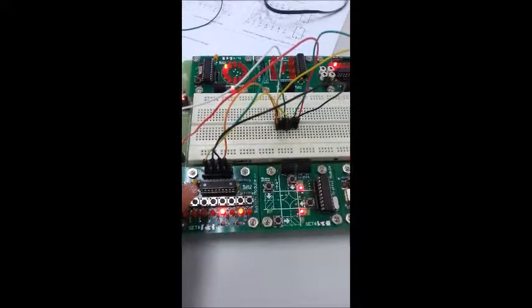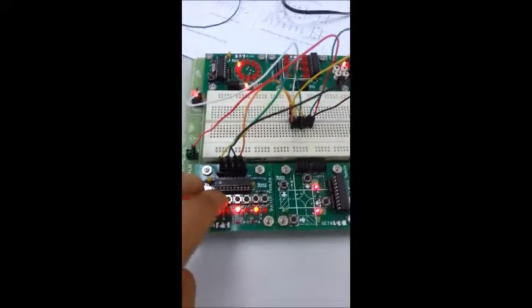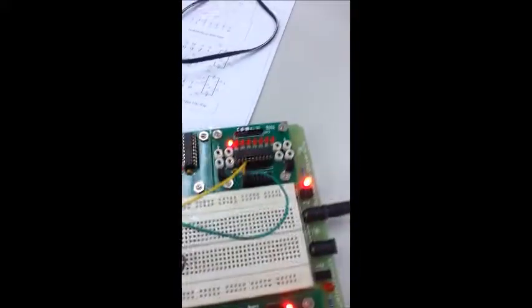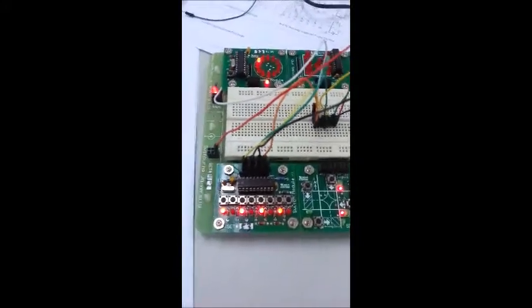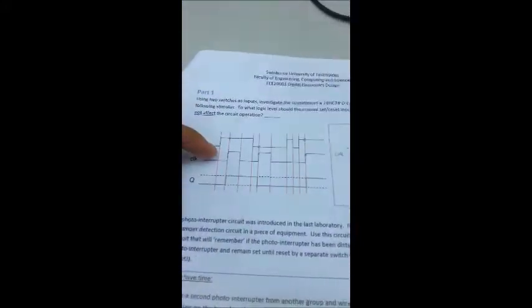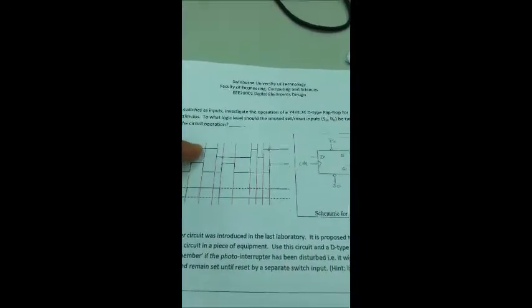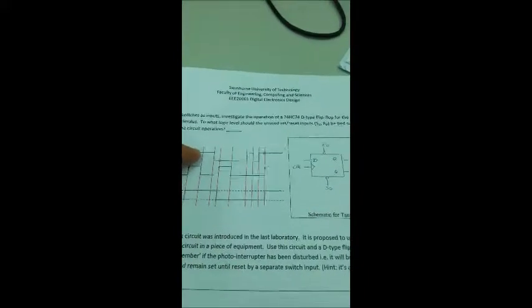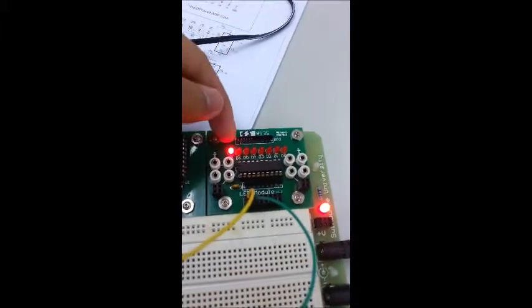When both D and clock are 1, the output Q here will be 1 as well, exactly like the graph. But when clock goes to 0 while input D remains at 1, the graph of Q should remain the same. So let's try. Clock goes to 0, the output Q will remain at 1.